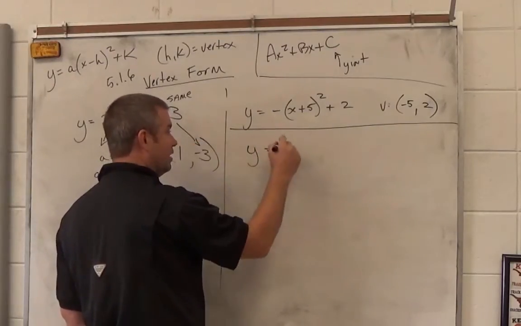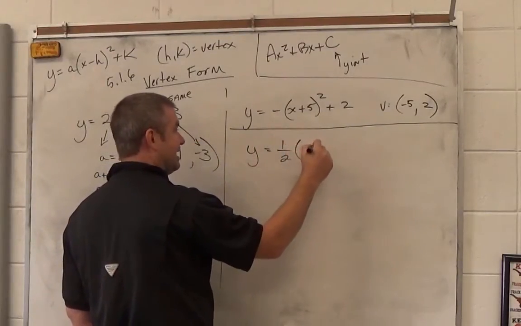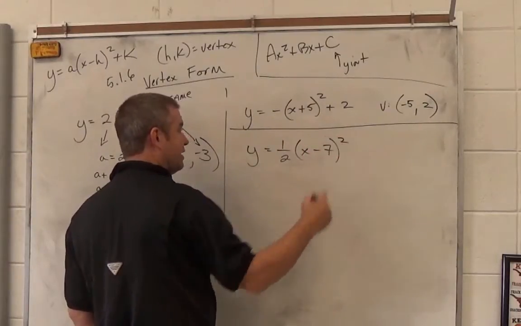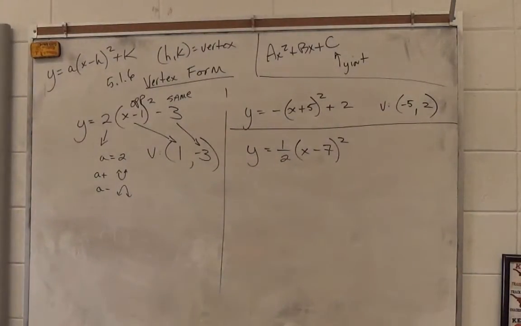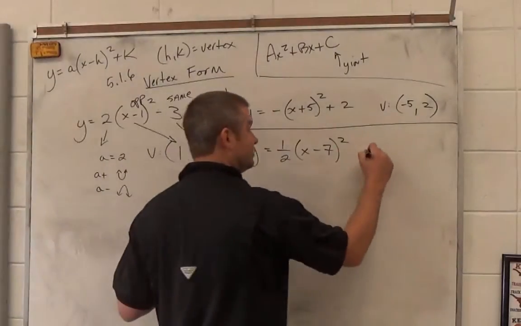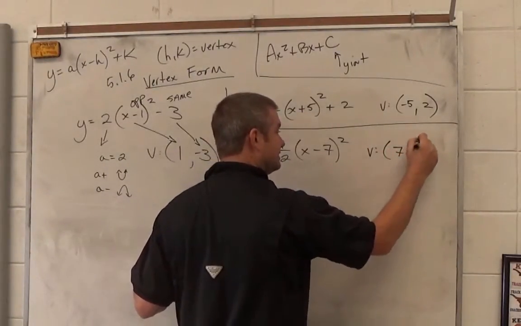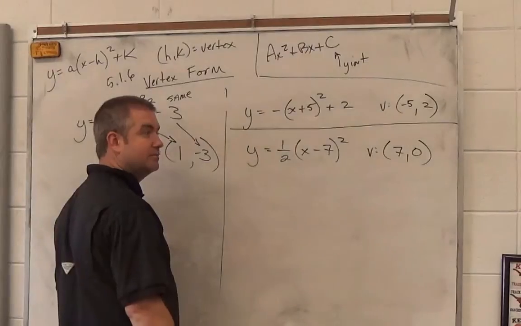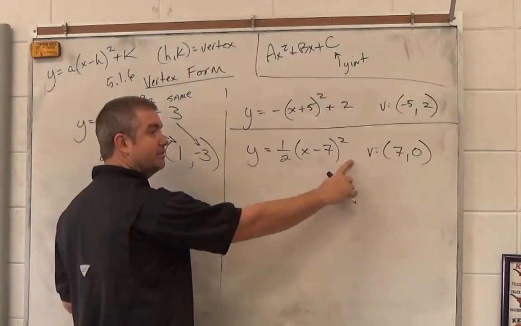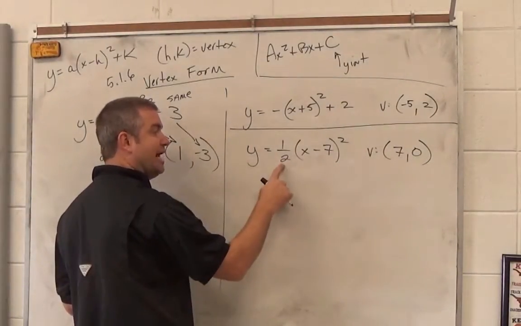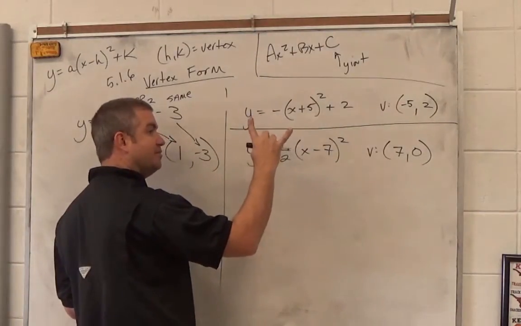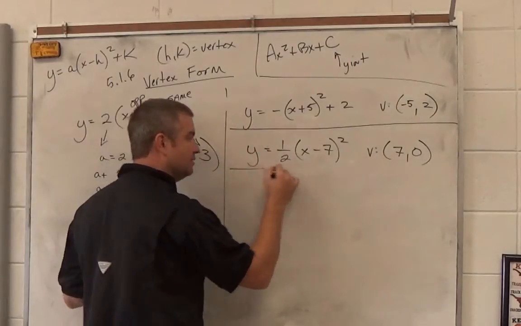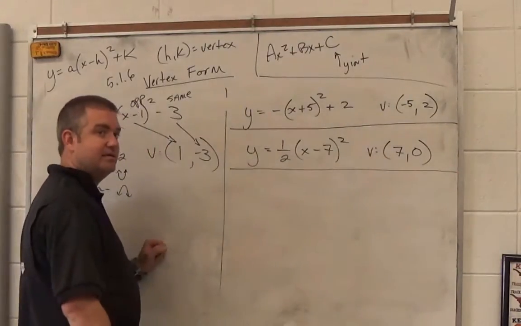Alright, how about this one? Y equals 1/2 (x minus 7) squared. What is the vertex of that parabola? Very good, 7, 0. Where did the 0 come from? Because there's no number out here. What does the 1/2 tell you? That the parabola opens up. It happens to be wide, but that's no big deal. Is this easy? Yeah.